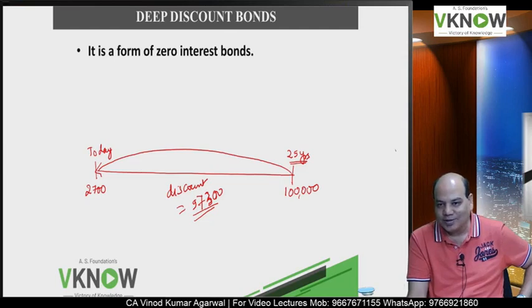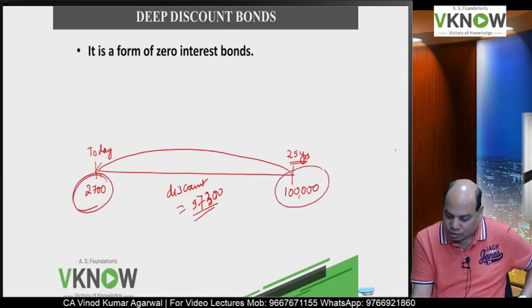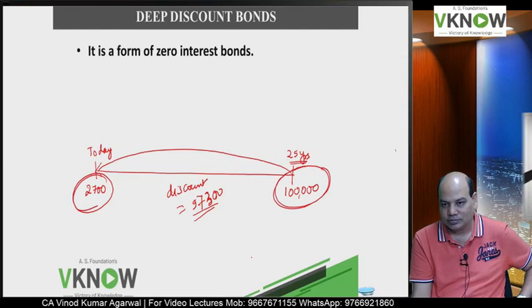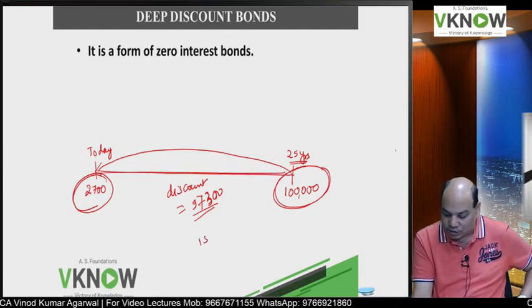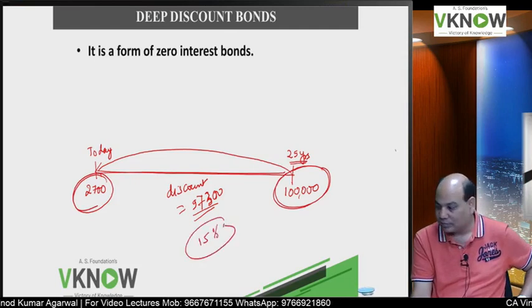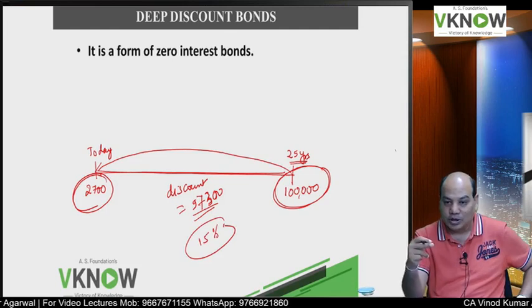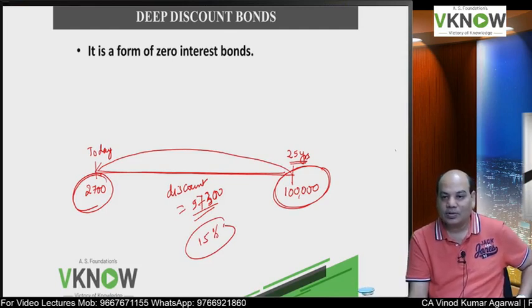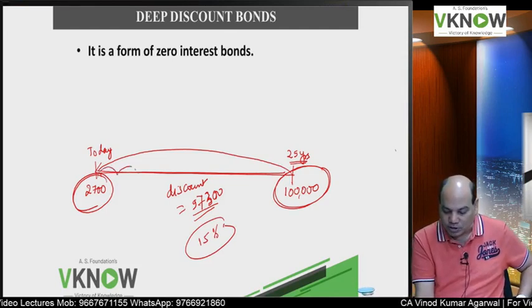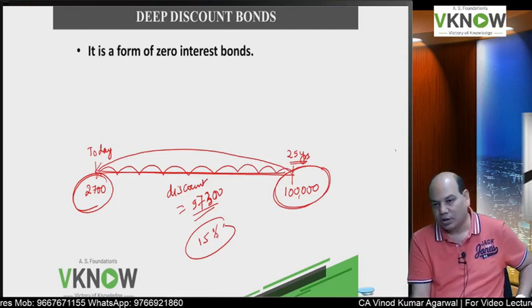But how many years do you have to wait? 25 years. This 2700 is the present value of this 1 lakh rupees. And if you calculate the rate of return, it comes to something around 15%, but we'll do it later. It's not that you're not getting anything. You're getting an annual compounded rate of return of approximately 15%. So if you earn 15% every year, after 25 years, this will become equal to 1 lakh.